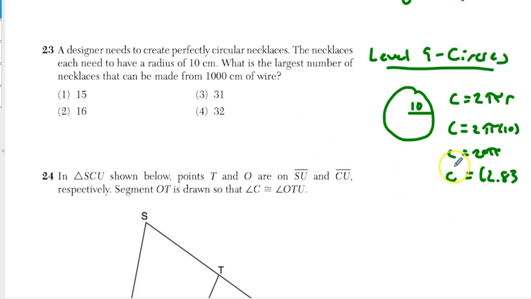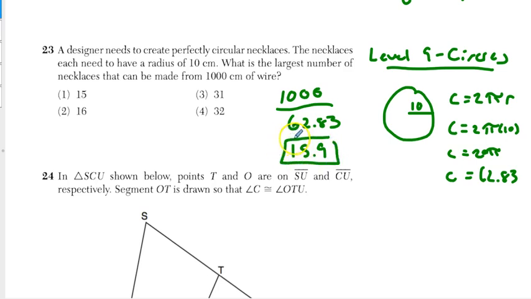Now to figure out how many necklaces I can make, I'm just going to do 1,000, and I'm going to see how many times this divides into it, divided by 62.83. So we're going to do 1,000 divided by 62.83. You get 15.9. Now, the question here is, do you round up to 16 or do we round down to 15? Well, the question is, can I make the 16th necklace? No, right? I can't. I can only make 15.9. And since I can't make that 16th necklace, that's out. The answer is 15 necklaces here.